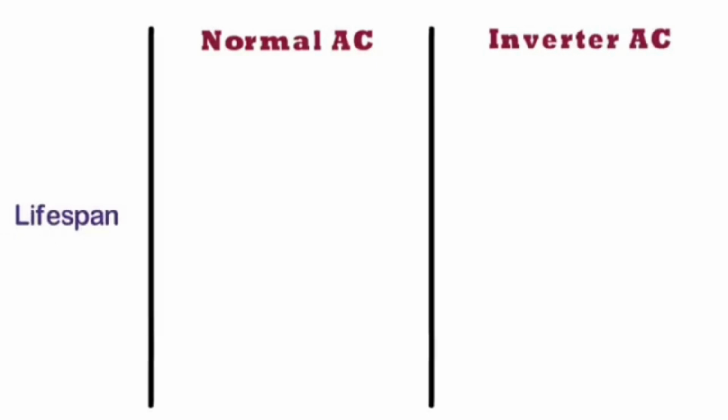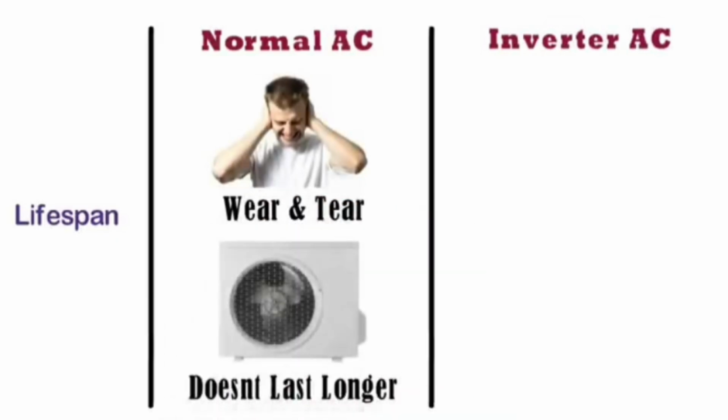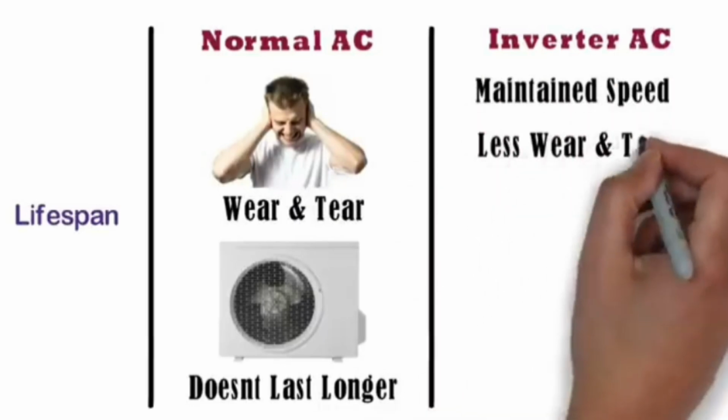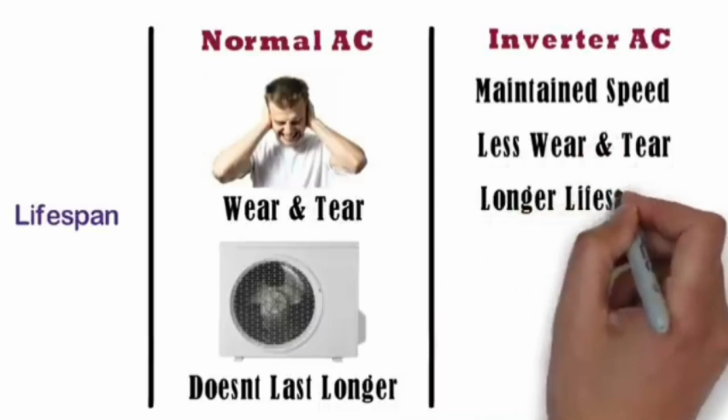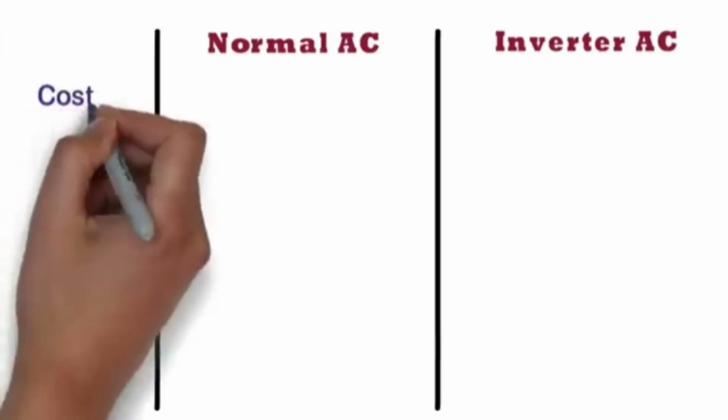Lifespan. As a result of working harder, normal air conditioners make a whole lot of noise. This also causes wear and tear on the system, making it not last long as compared to inverter ACs. Since inverter air conditioners work at a maintained speed, they don't have to work very hard, causing less wear and tear, making them last longer. The life of the components is also extended for the same reason.